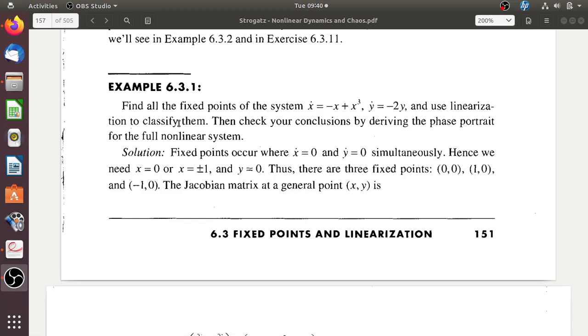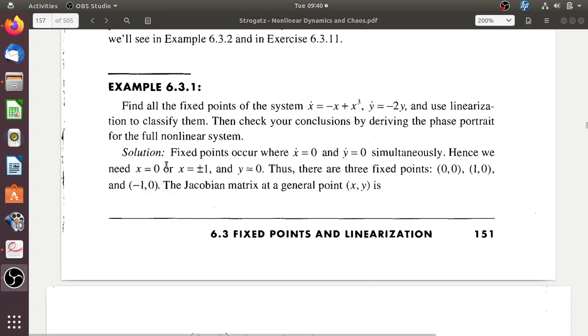And another question is, once we classify, then using that information, come up with a phase portrait qualitatively. So that has been asked. First we will focus on the first part, identifying the fixed points and then classifying them.